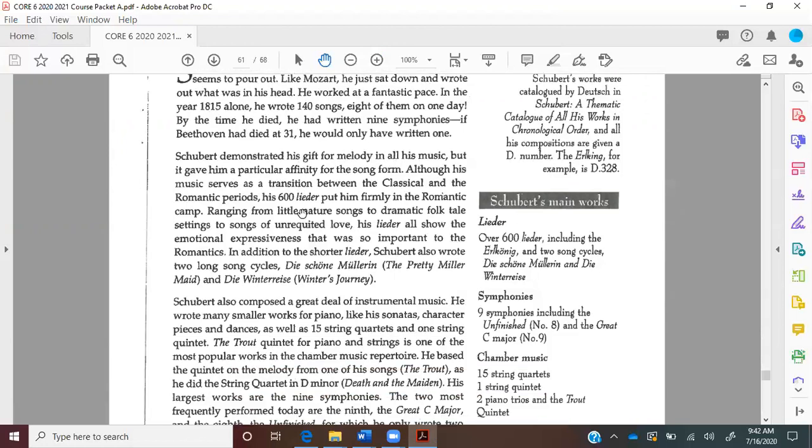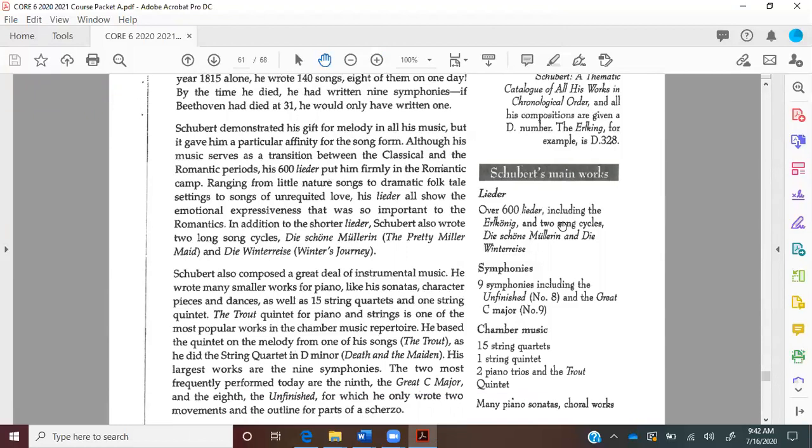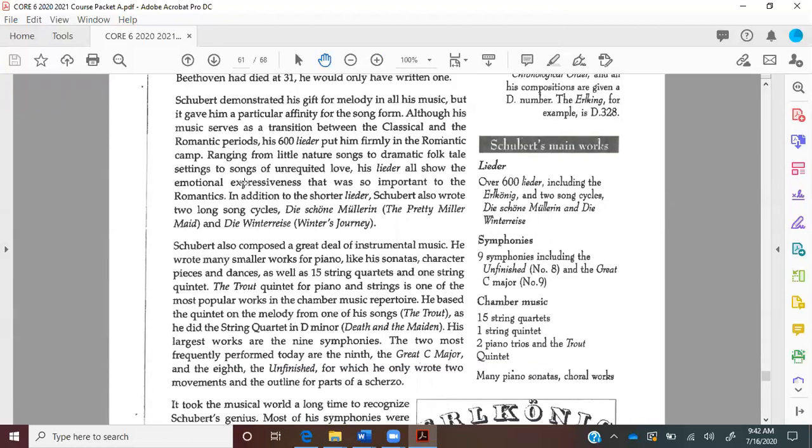That's something. Yeah, Schubert wrote so much music. We're going to see how much he wrote here in a second. Schubert demonstrated his gift for melody in all his music, but it gave him a particular affinity for the song form. Although his music serves as a transition between the classical and the Romantic periods, his 600 lieder, which are songs, put him firmly in the Romantic camp, ranging from little nature songs to dramatic folktale settings of songs of unrequited love.